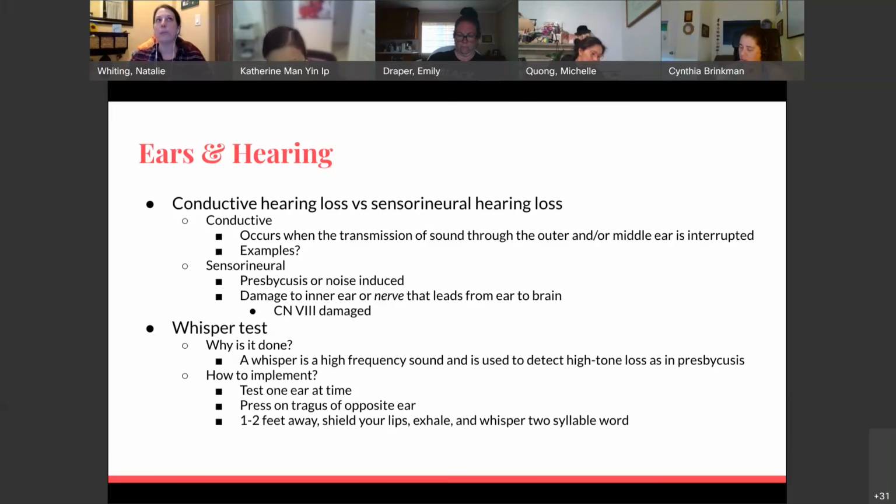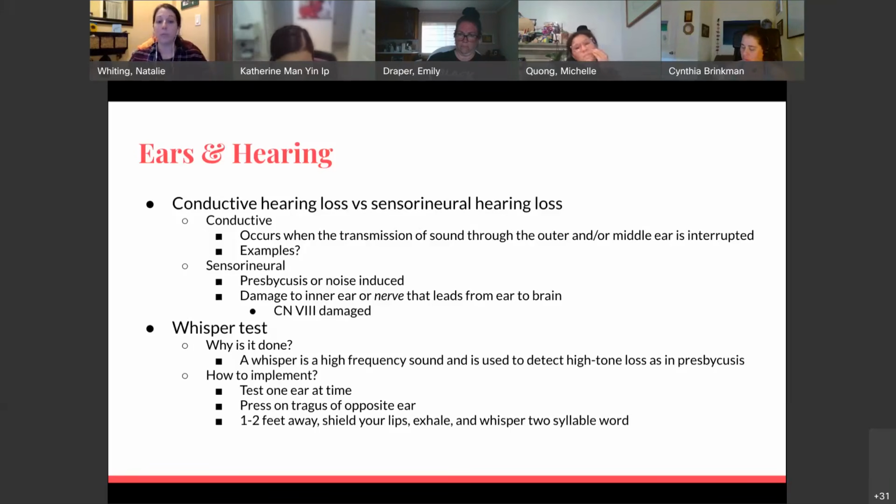Sensorineural is going to be happening over time. So it's damage over time. Whether you go to loud rock concerts all the time, you're going to be doing damage to that cochlear nerve, right? There's also just presbycusis, which you guys know what presbycusis is, right? So that's just the normal hearing loss through aging.